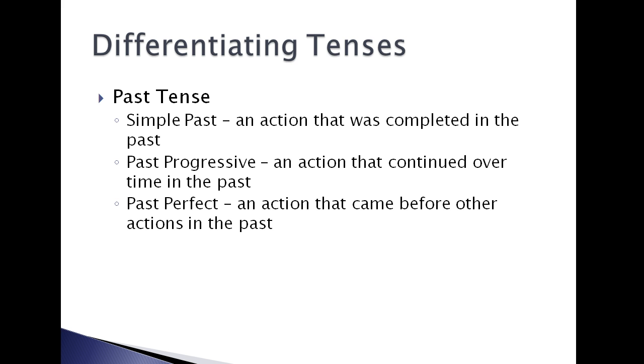The past tense, simple past, is an action that happened entirely in the past and has been finished and complete. The past progressive is an action that continued over time in the past. Again, that's the ing. It's still in the past, but it happened at more than one moment. And the past perfect is an action that came before other actions in the past. So it's earlier than the simple past.